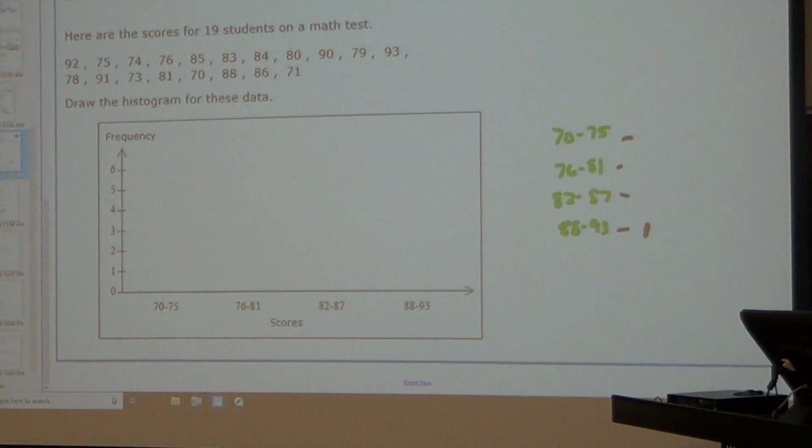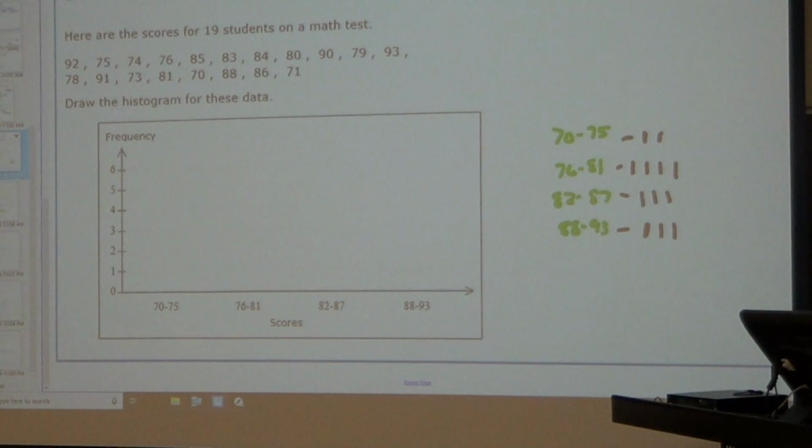92 goes in that category. Then you're going to take your finger to this one. 75 goes in that category. 74 goes in that category. 76 goes in this category. 85 goes here. 83 goes here. 84 goes there. 80 goes there. 90 goes there. 79 goes there. 93 goes there. I'm now on the next line.